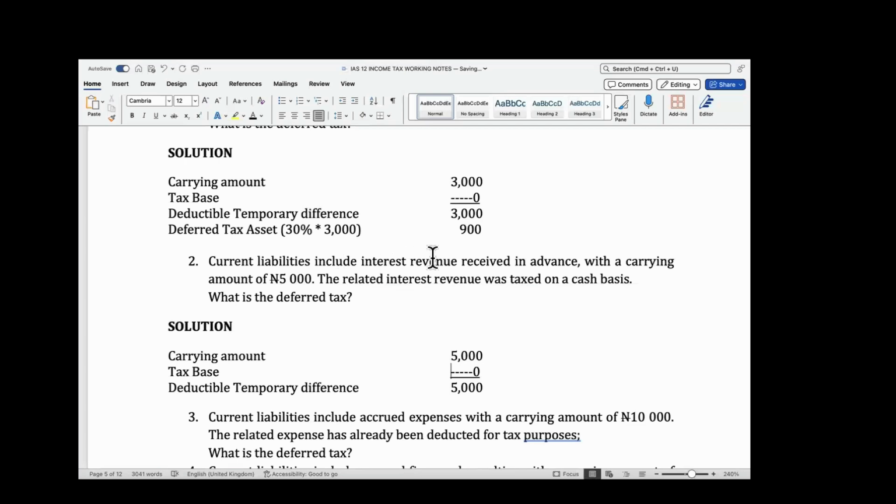The way interest received in advance works is that you usually debit your bank and credit a liability. That's how we recognize it. You debit bank, you credit liability. So it wasn't even in your income. It wasn't income at all.